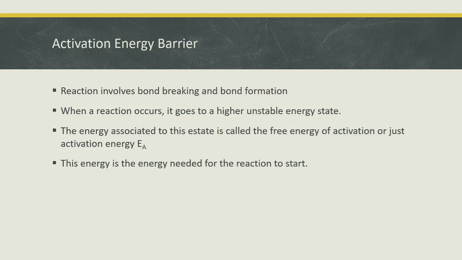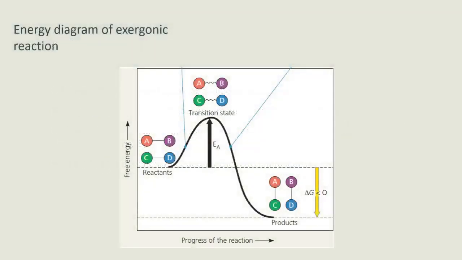So for a reaction to happen, it should overcome this unstable state, and the way that happens is by introducing energy into the system. Here's a small diagram showing the energy diagram of an exergonic reaction. You can see that EA, in that kind of hill where it says transition state, refers to the activation energy. It's quite a big hill, and for it to be overcome you should be inputting energy. You can also see this reaction is exergonic because delta G is less than 0.